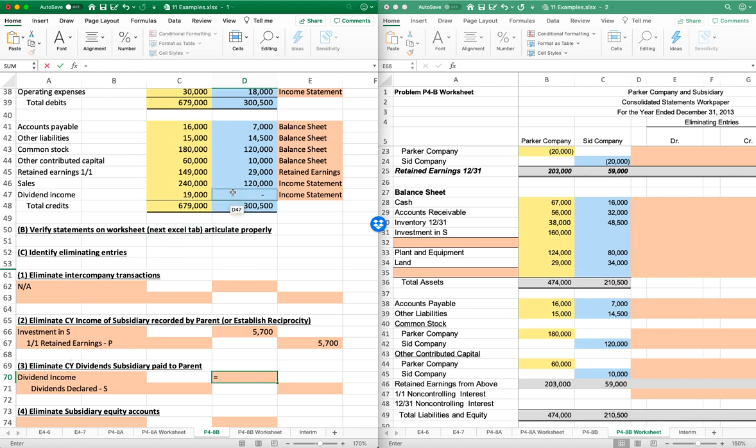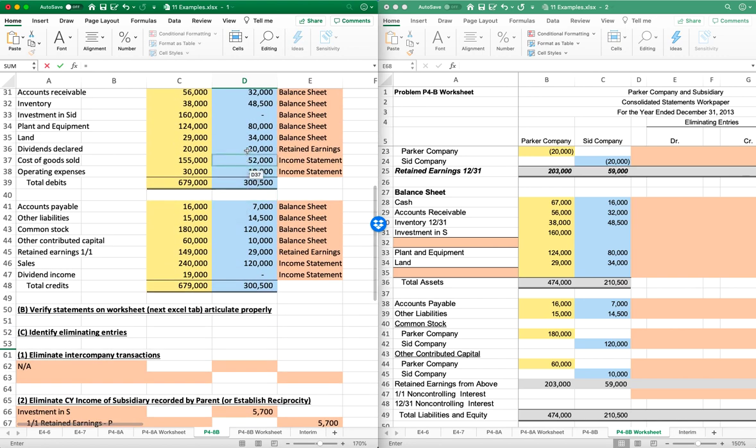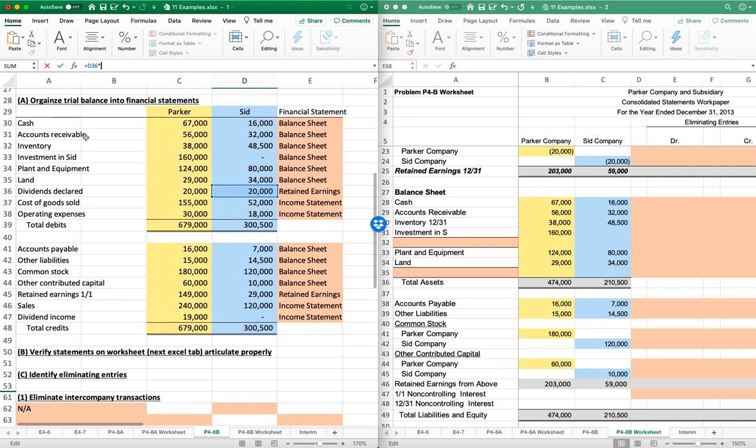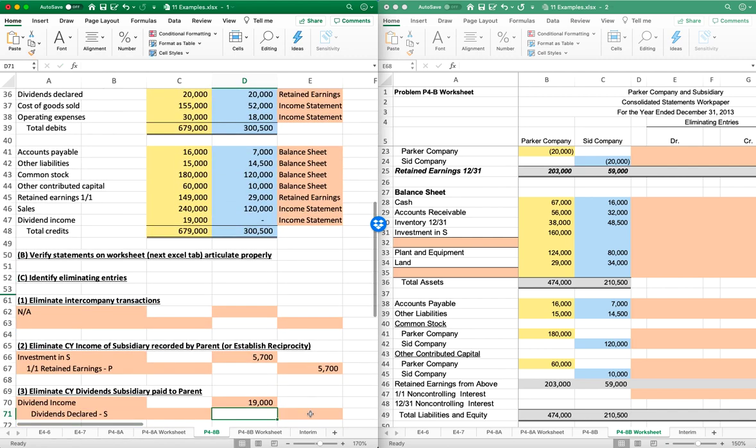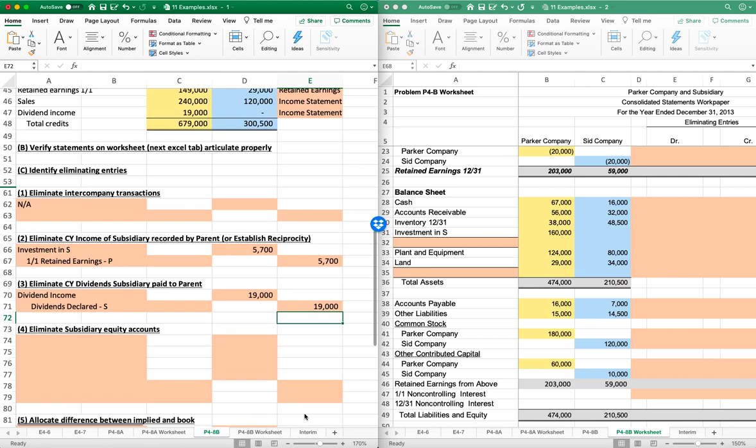We also can look up here and see that our subsidiary declared dividends of $20,000. And we know that 95% of those would have come to us. So that is $19,000 of dividend income that we need to eliminate.